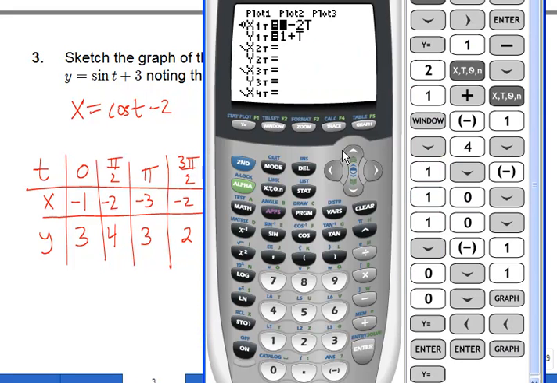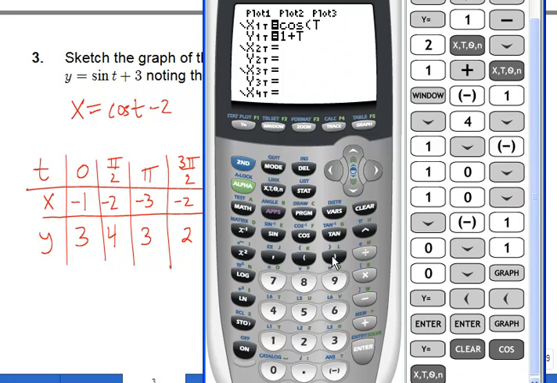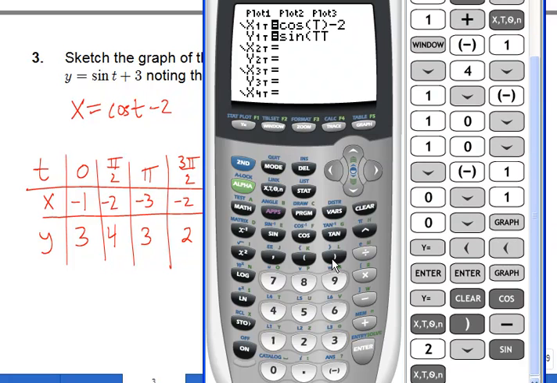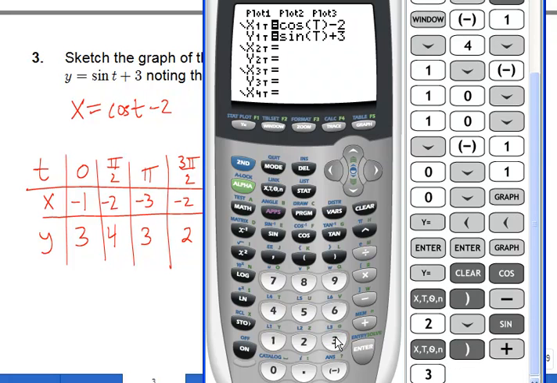So if we go to our y equals, we're going to clear these out, and I'm going to type in cosine of t, close the parentheses on the t, minus 2, and then we're going to type in sine of t, close the parentheses on the t, plus 3. Make sure you're in radian mode. You want to make sure you're in radian mode.